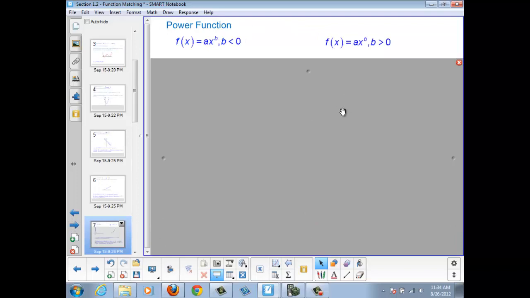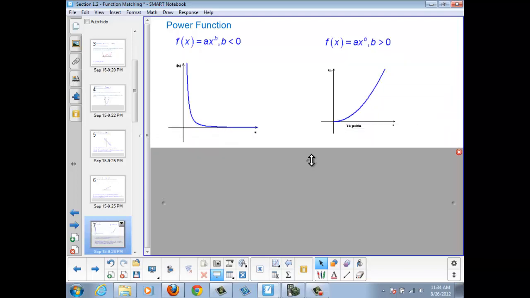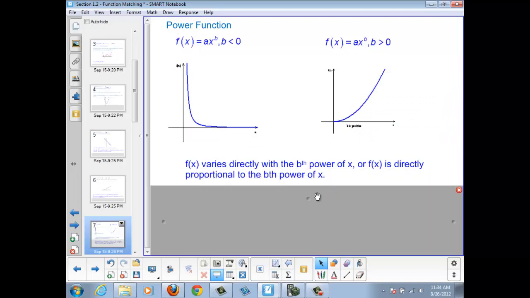We can look at the power function, ax to the b, where b no longer has to be an integer. We can look at when b is less than 0 and when b is greater than 0, because each of these generates a different type of graph. Here we go. When b is less than 0, we can see that the graph is decreasing in the first quadrant with asymptotes on the x and y axis. When b is greater than 0, the graph is increasing in the first quadrant and goes through the origin. We would say f of x varies directly with the bth power of x, or f of x is directly proportional to the bth power of x.